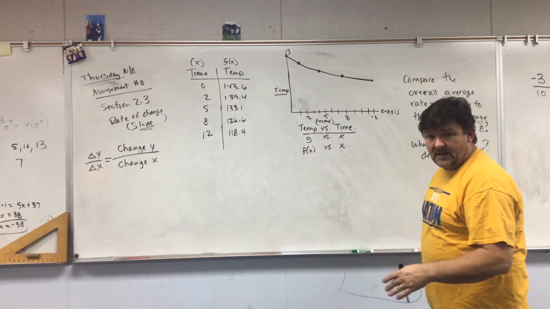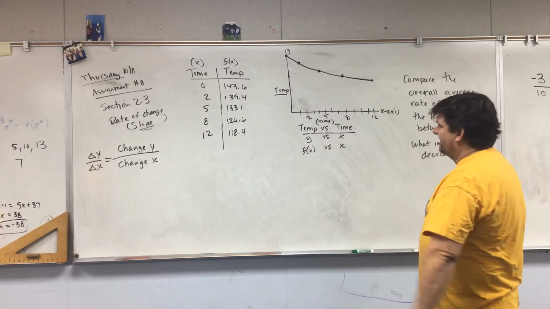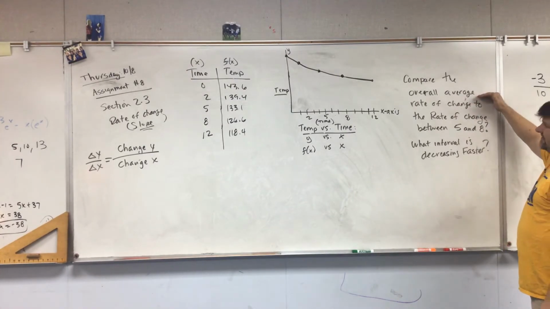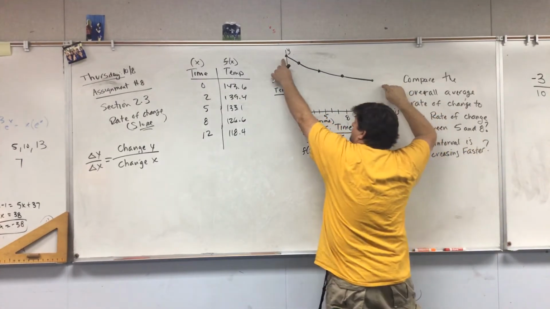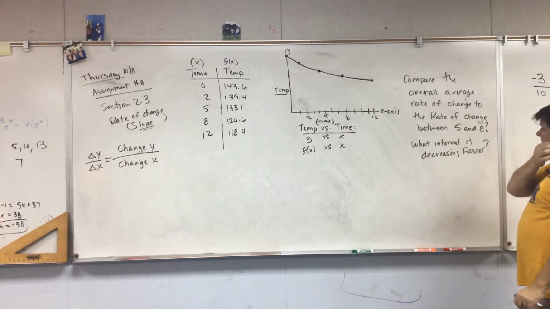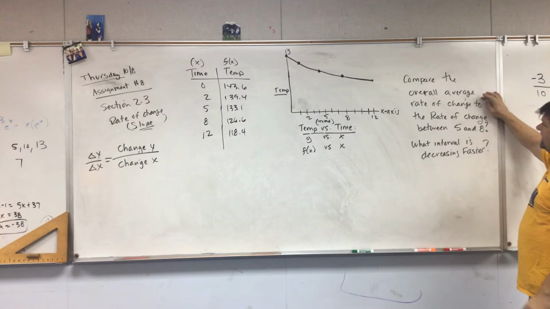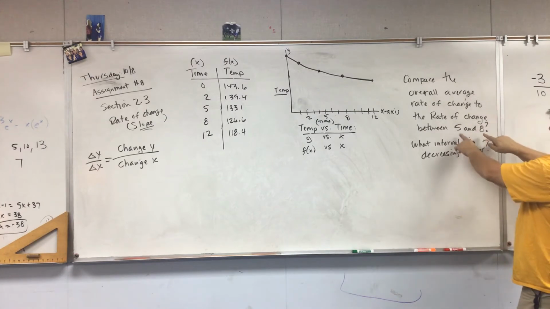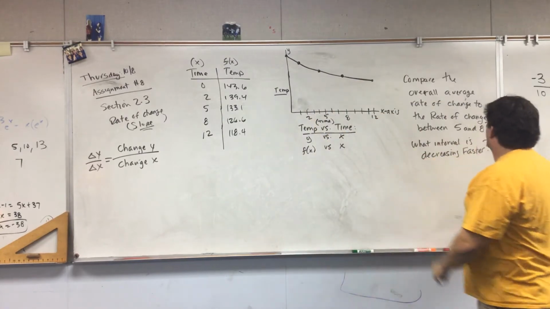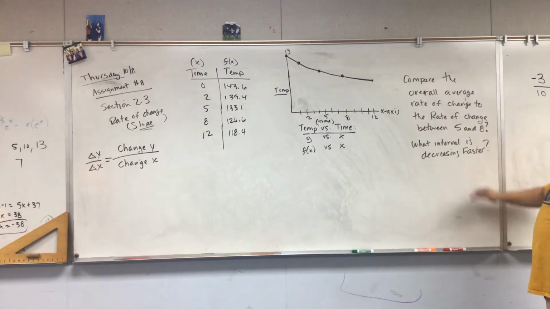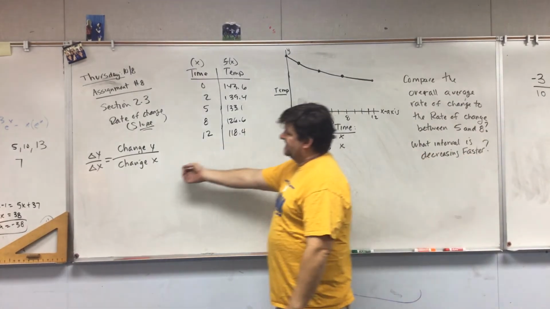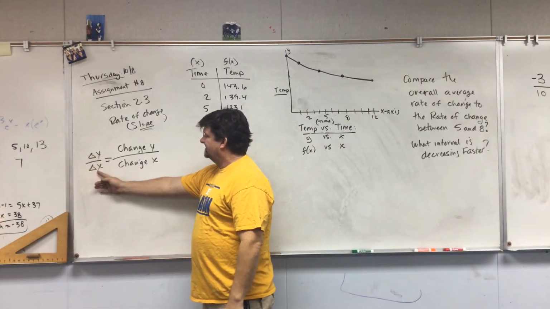So rise over run, the formula, or whatever you want to call it. So we're going to compare the overall average rate of change. Overall means the whole thing. So from 0 to 12 minutes, or seconds, or whatever I've decided to label it. And we're going to compare that rate of change to between 5 and 8. And what interval is decreasing faster? So let's tackle this. So rate of change is the change in y over the change in x.